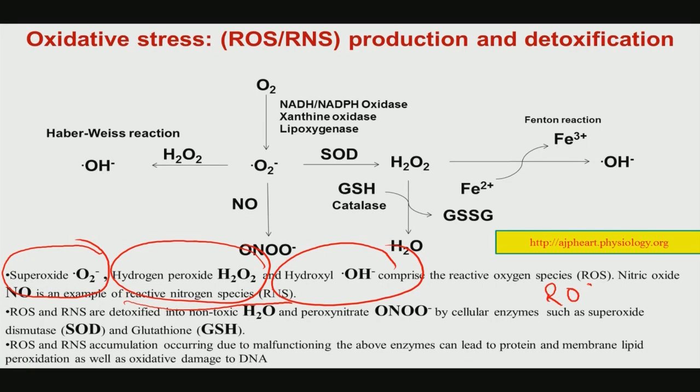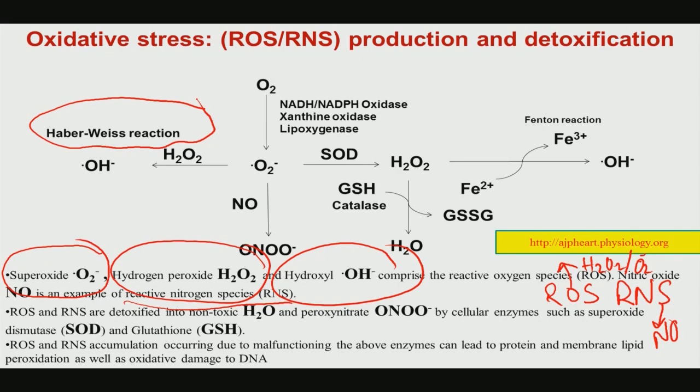So, you have ROS, reactive oxygen species, and you have RNS, that is reactive nitrogen species. Reactive nitrogen species is this nitric oxide, and ROS is essentially H2O2 or O2 superoxide and so on. So, this is the fundamental reaction, the Haber-Weiss reaction, that essentially shows how ROS is generated in the intracellular region of a bacteria, and then it finally gives rise to reactive hydroxyl ion, which is one of the constituents of the reactive oxygen species.